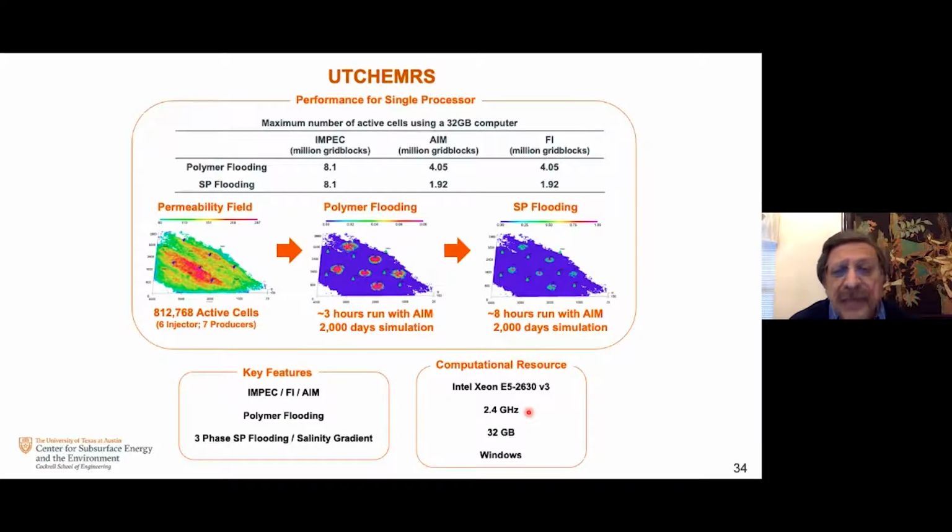Of course, this was a bigger reservoir, but the active number of grid blocks is about 0.8 million. It took about 3 hours for a 2,000-day simulation doing a polymer flooding, and about 8 hours doing a surfactant flooding. Now, if you have computers with larger memory that can handle many more grid blocks as needed, there is no limitation. The limitation is how big your machine is.